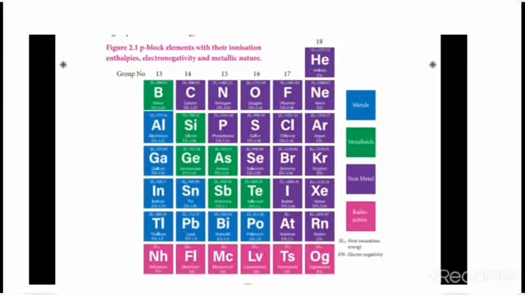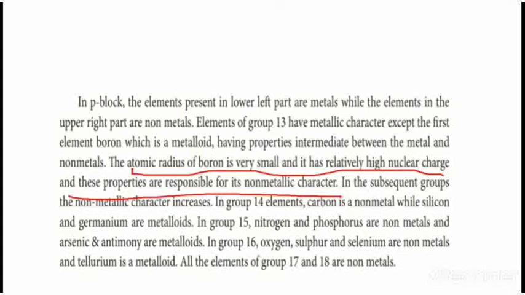In group number 13, we have already seen that except boron, all other elements are metallic in nature. The non-metallic nature of boron is because of its small size and it having high nuclear charge. This is the main cause for its non-metallic nature. You already know that when the size is small, the outermost electron is strongly attracted by the nucleus, so it cannot remove that electron very easily.